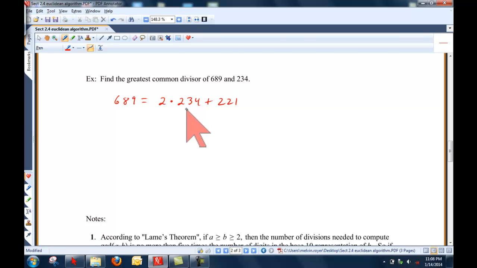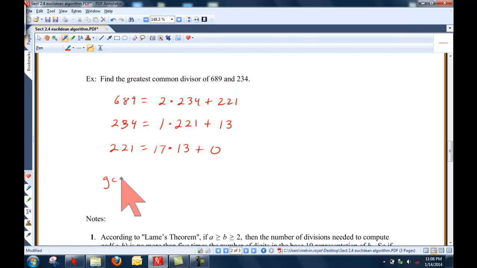Now we take the divisor, 234, divide it by the old remainder, 221. So 1 times 221, and the new remainder is 13. Take the old divisor, 221, take the old remainder, make it be the new divisor. 13 goes 17 times plus 0. Okay, so we got our 0. That's a signal that the Euclidean algorithm can stop.